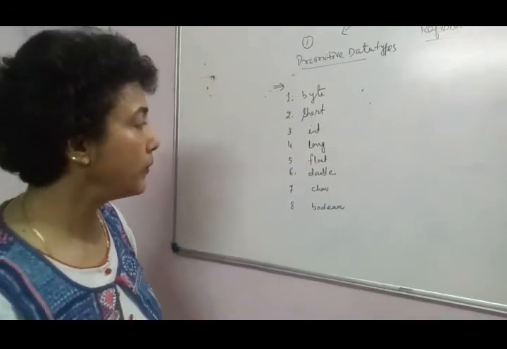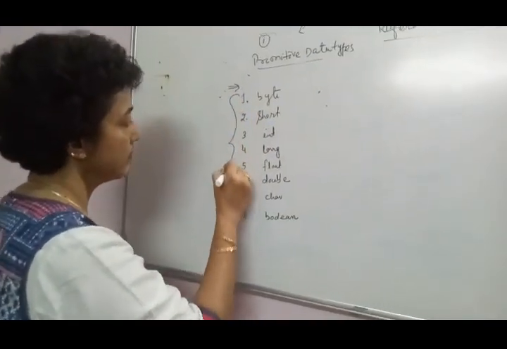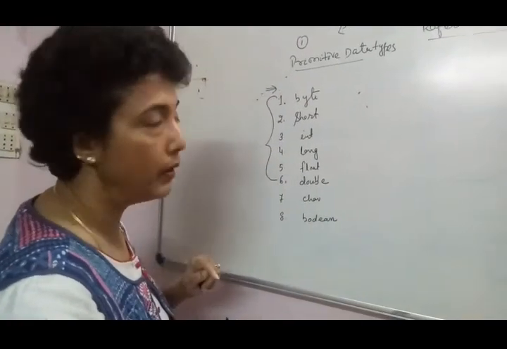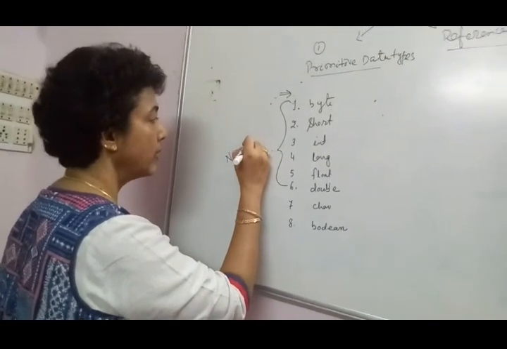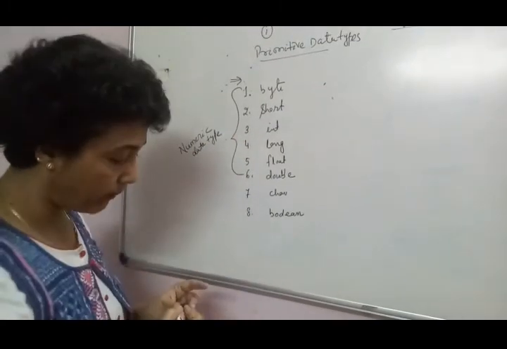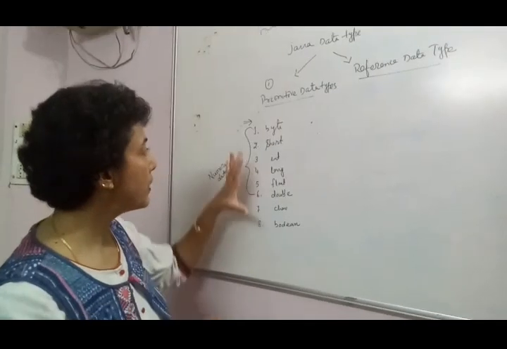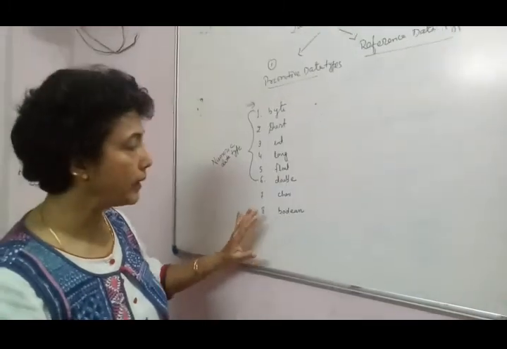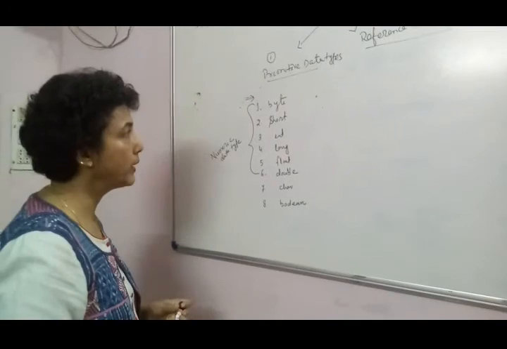Okay, out of these 8 data types, the first 6 data types, that is starting from byte till double, are also called numeric data types, because they are used for storing different types of numbers or literals, numeric literals, right? So the first 6 are for storing numbers, the next 2 are individual data types. Separately they store one, char stores a character, boolean stores a logical value.